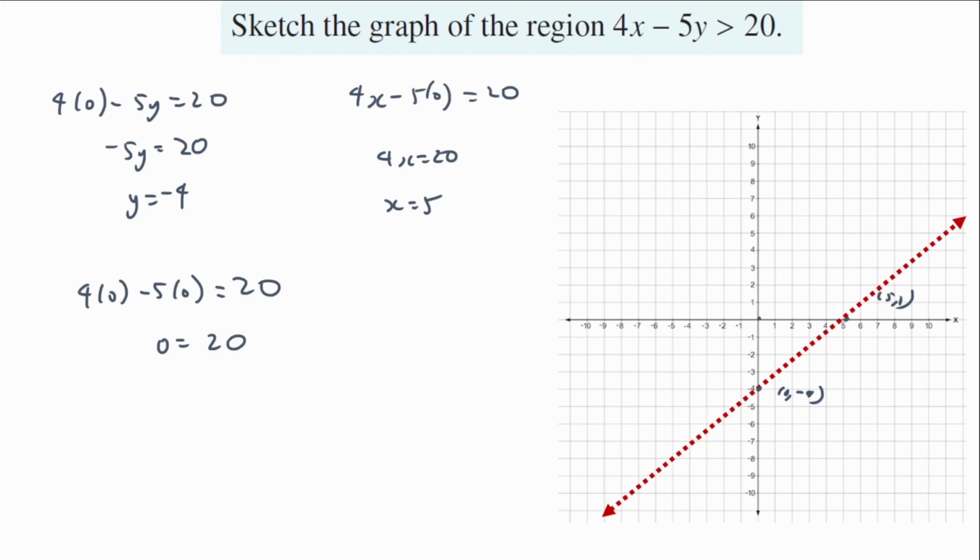So the region we're after is not the region that has (0, 0), it's the other region. So it's that part there, so just shade in the part that's below the line. Once you've got that, you just label the region and write down the inequality in there. So 4x minus 5y is greater than 20. And there you go, that's the end of that question.